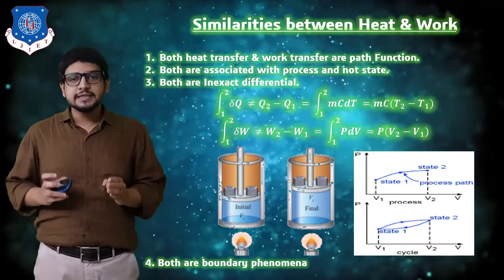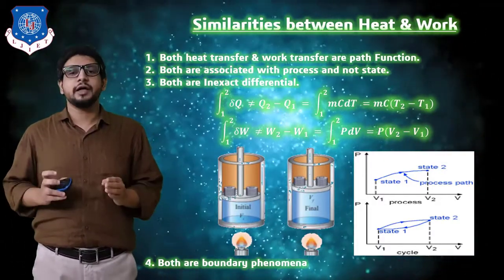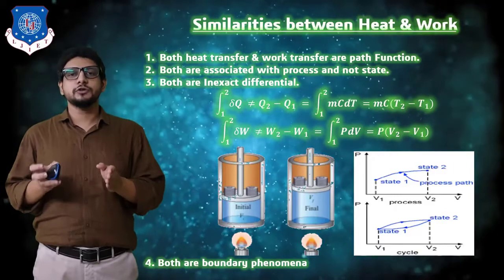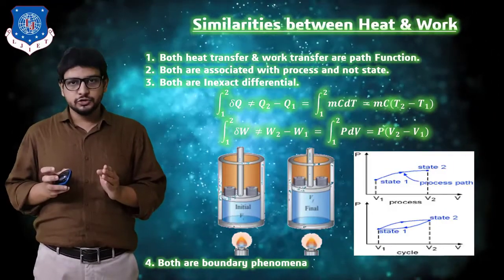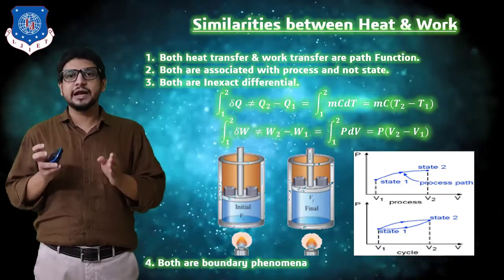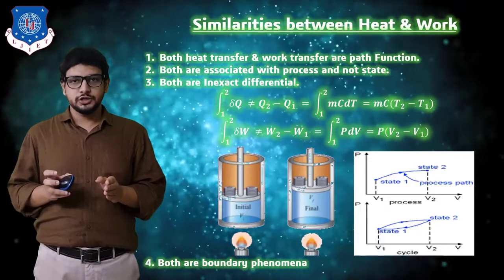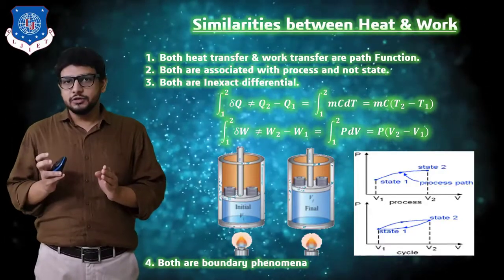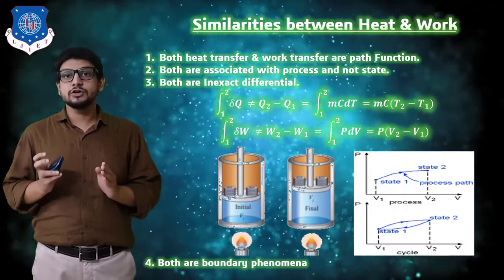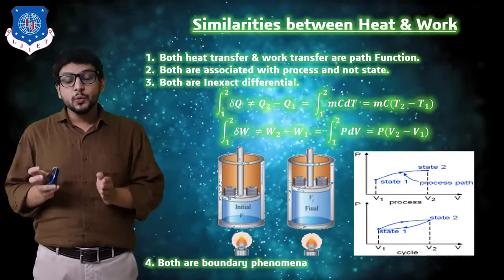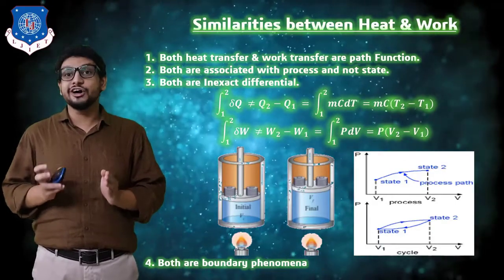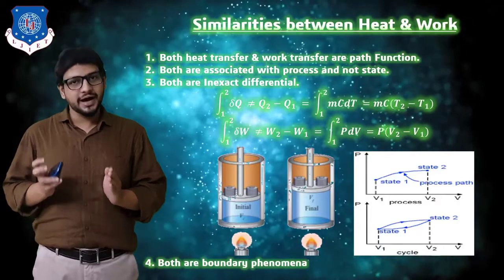In that, first we are going to see similarities between heat energy and work energy. So the first point is that both heat transfer and work transfer are path functions. First of all, we need to understand what is a path function, and with respect to that, there is another term called a state function. So we would say that the property or characteristic of a system which depends on the state of a system is called a state function, whereas the one which depends on the path of a system, or we would say the one which occurs during a process, is called a path function.